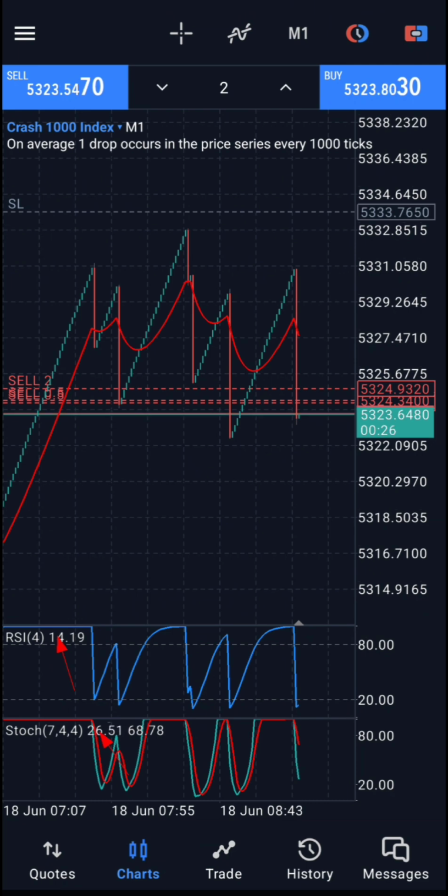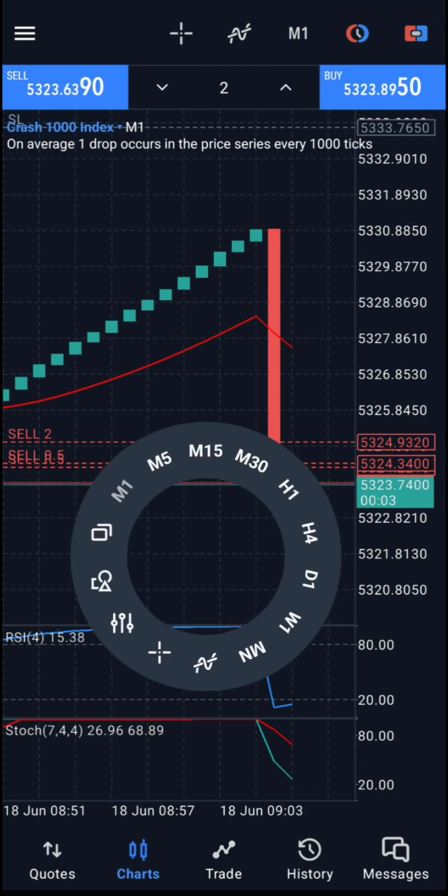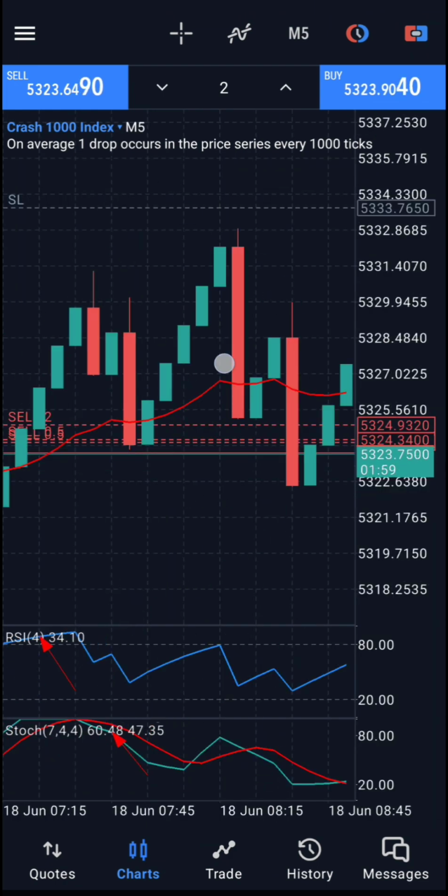All right, so now when I zoom out, technically, I will see that from 11 the RSI has gotten to 14, the stochastic has gotten to 26.8083. All right, so now let's switch to another time frame, which is actually the 5 minutes time frame. Now on the 5 minutes time frame, what are we seeing?